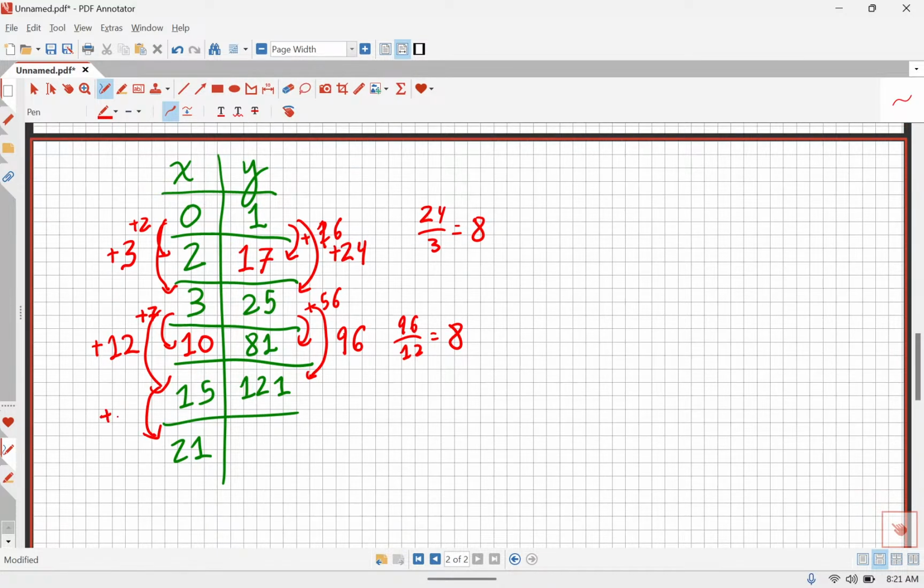15 to 21 is an increase of 6. What divided by 6 is going to give me 8? Is it 48? So that must be an increase of 48, which is 169. After seeing that once, how many of us are feeling okay about those? Very good. Awesome. Very good.